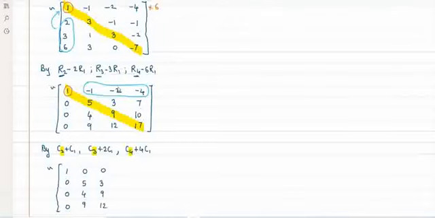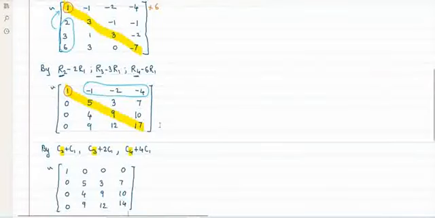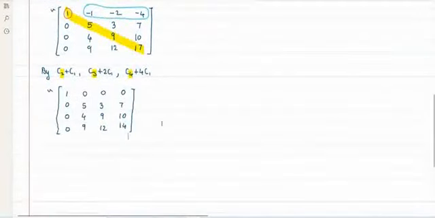7, 10, 14. One thing you can observe: these elements are 0, 0, 0, 0. That's why it does not affect the next one. So this is the first step. So again, your diagonal entry is this one.